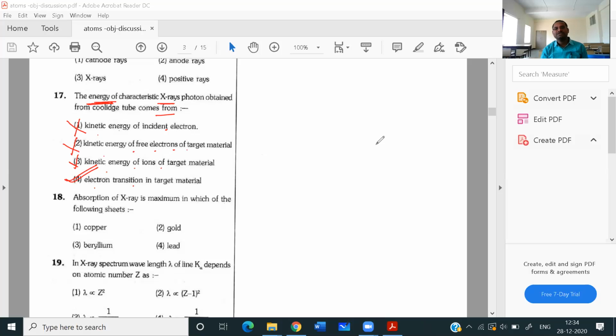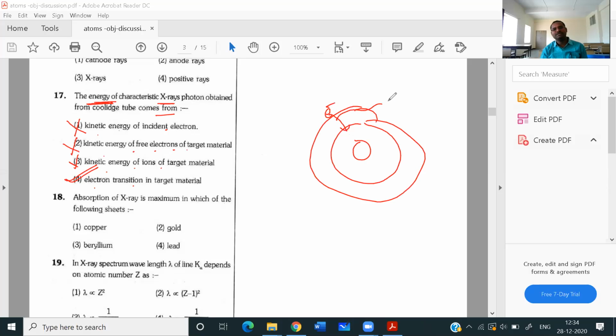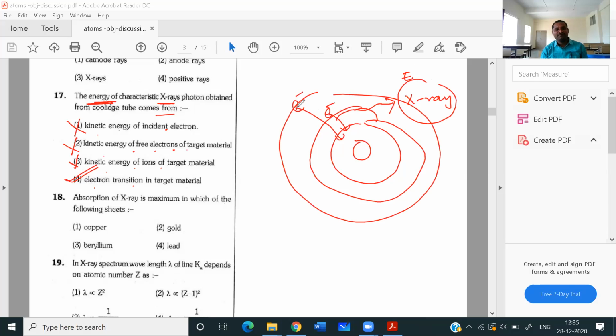Yes. So in the target material, electrons will make a transition from a higher energy level to a lower energy level. Due to that, X-rays are produced. The energy of these X-rays depends upon the electron transition, from which orbit to which shell it is moving. Depending upon the energy level difference of these shells only, the energy of X-rays depends. So it depends upon the electron transition in the target material. Option 4 is the right answer.